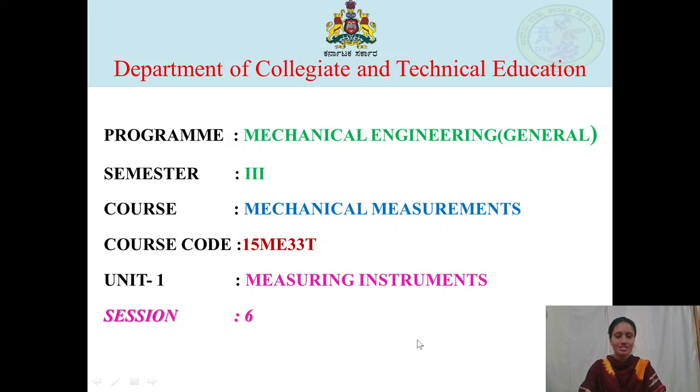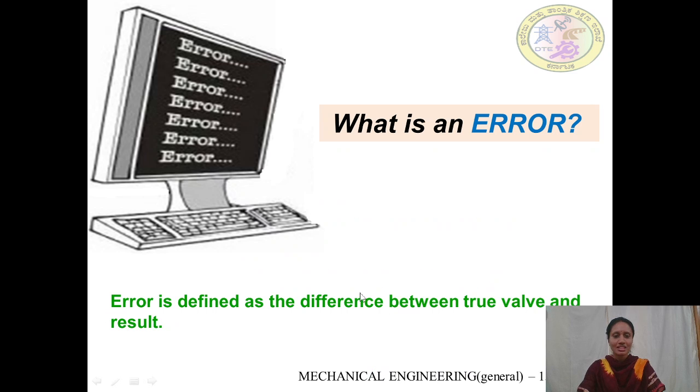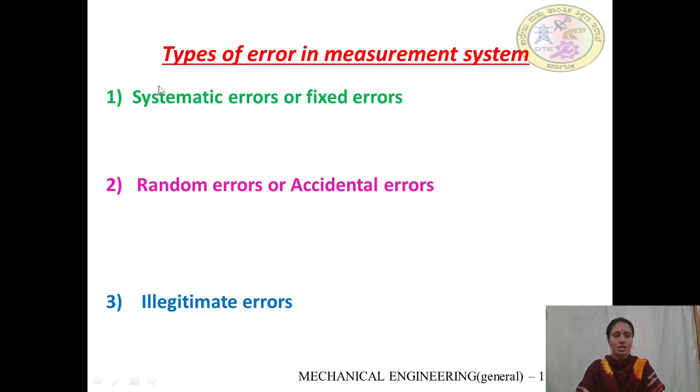We are in session 6 of Unit 1, Measuring Instruments. In the last session, we discussed errors in measurement systems. Error is defined as the difference between the true value and the result. Coming to the types of errors in a measurement system, we have mainly three types: systematic errors or fixed errors, random errors or accidental errors, and illegitimate errors.